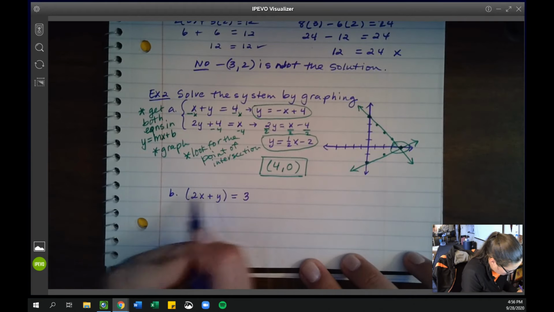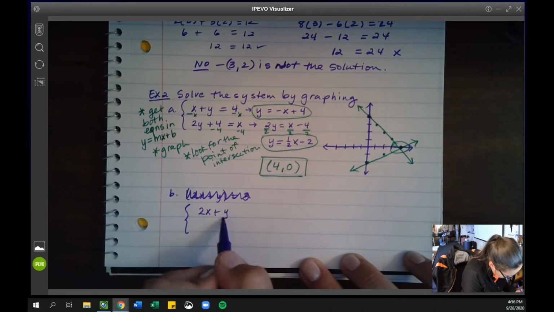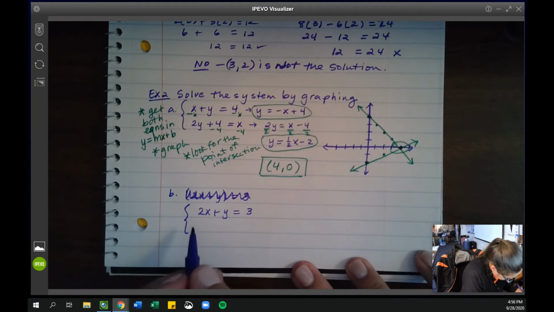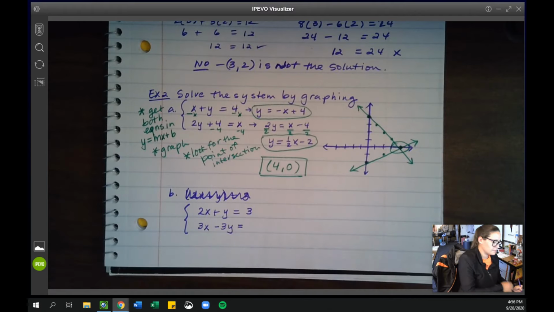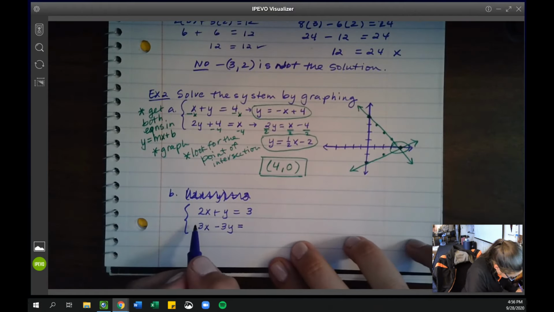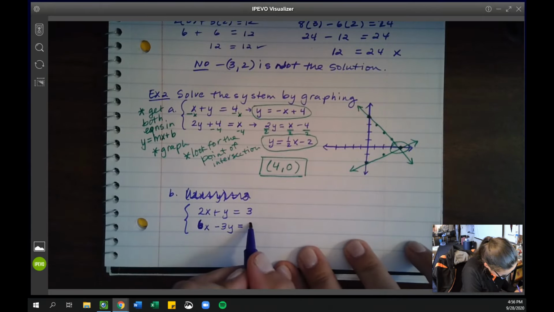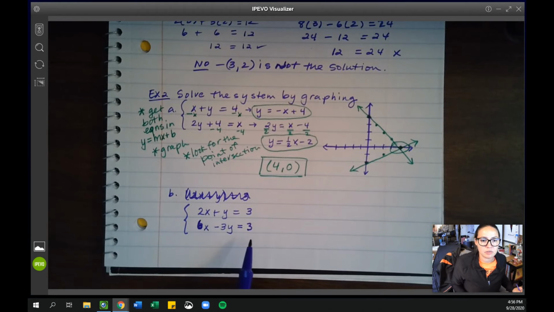Oh, what am I doing? Sorry. I don't know why I put parentheses there. This is what I want. 2x plus y equals 3. All right, 6x minus 3y equals 3.